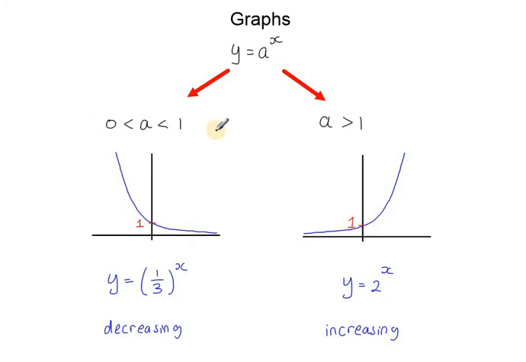When looking at graphs, if the base is between 0 and 1, we get a decreasing function. The gradient is negative always. Or we can call this a decay curve, an exponential decay curve. And on the x-axis, we have an asymptote. We can see the curve is approaching the x-axis but never reaches it. And the equation of that asymptote, the equation of the x-axis, is y equals 0.